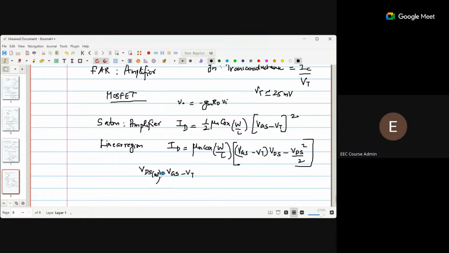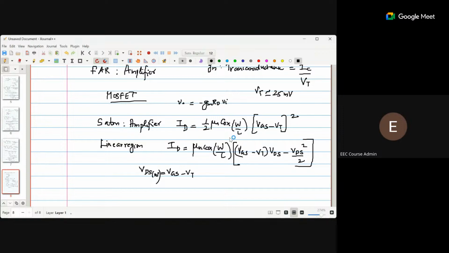So when the value of the drain to source voltage is equal to VGS minus VT, the device will enter from the linear region into the saturation region. So that is the overdrive voltage or the saturation value. This threshold voltage will decide the conduction, and these are the device parameters. W by L, the width to length, is called the aspect ratio. μn is the mobility of electrons. Cox is the oxide capacitance per unit area. So these are the two regions of operation.